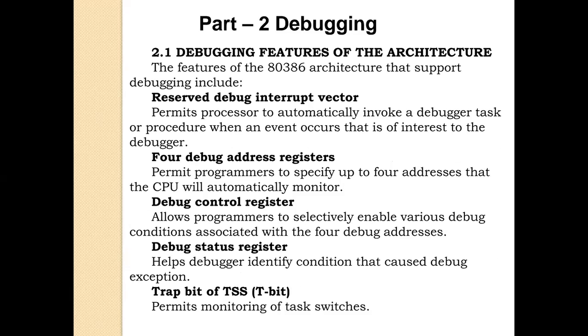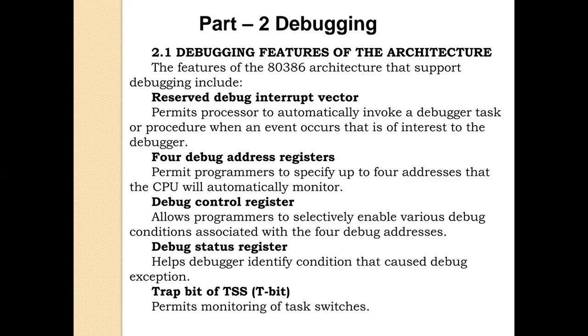Part 2, that is the debugging. The debugging features of the architecture. The features of the x86 architecture that support debugging are the debug interface, the four debug address registers, a debug control register, the debug status register, and the trap bit of the TSS. These are some of the features that support debugging.